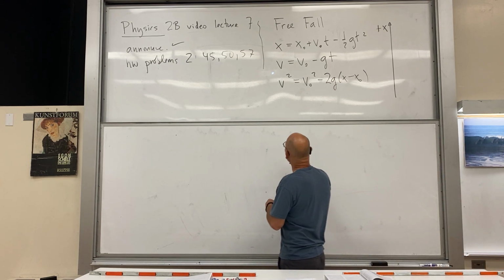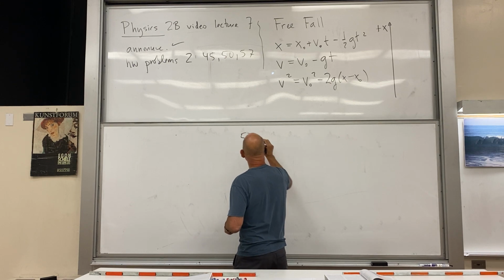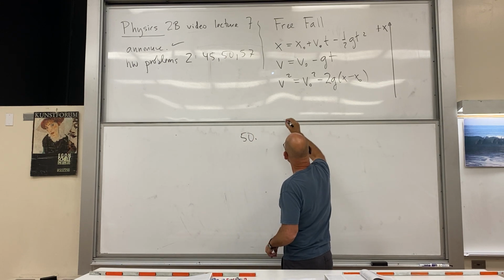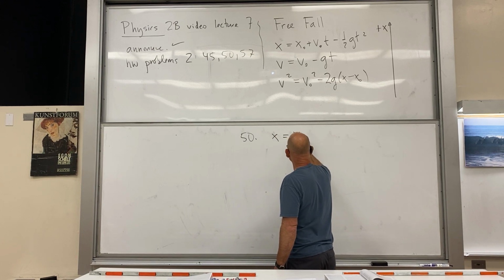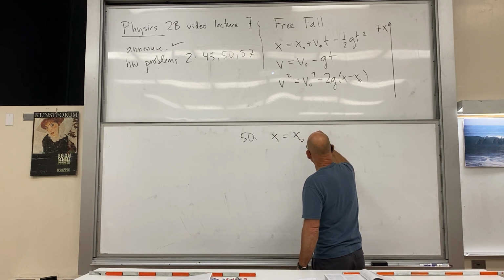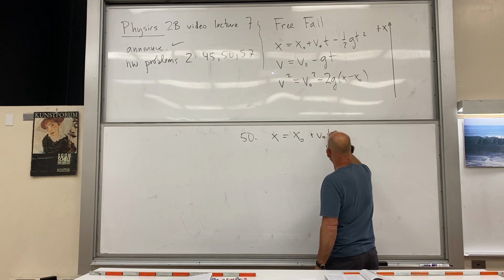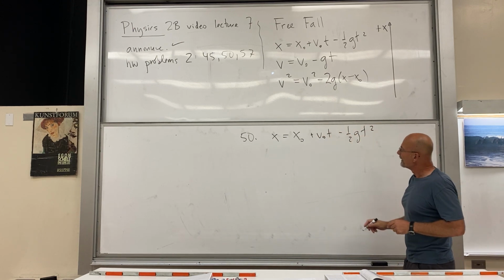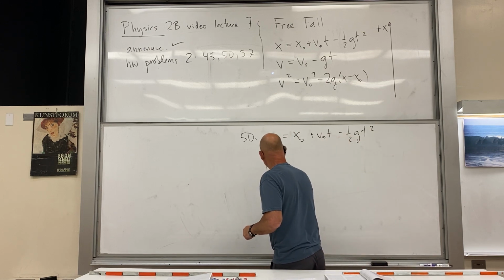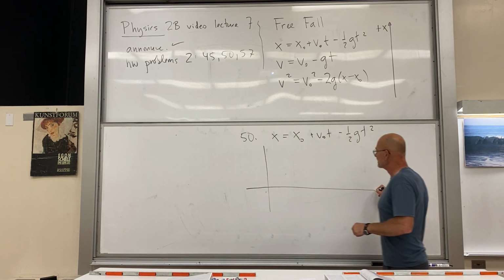So what's interesting here with problem 50 is that it's x equals x0 plus v0t minus a half gt squared. But the helicopter is descending.